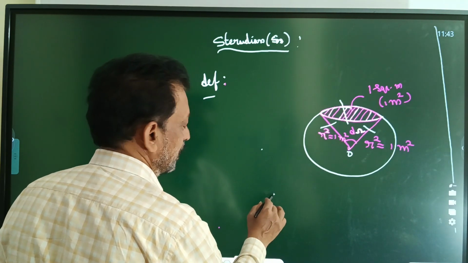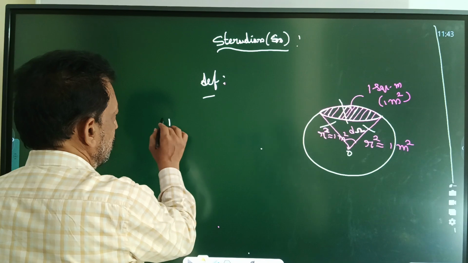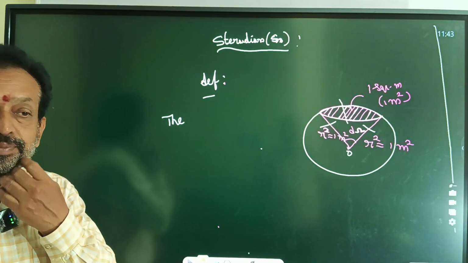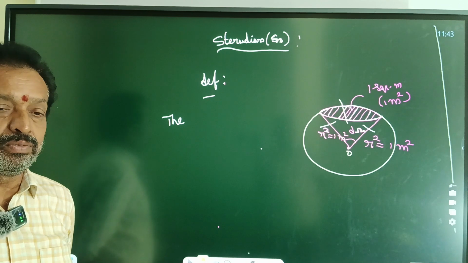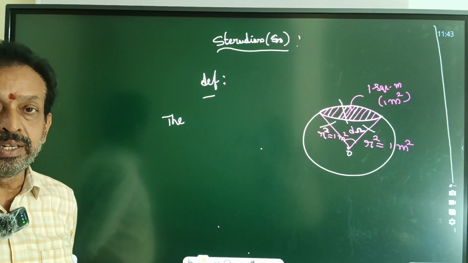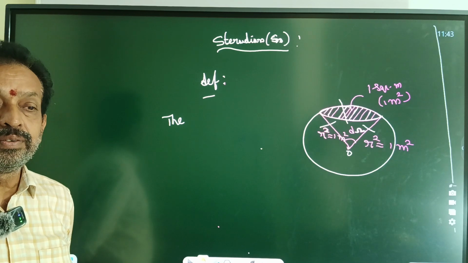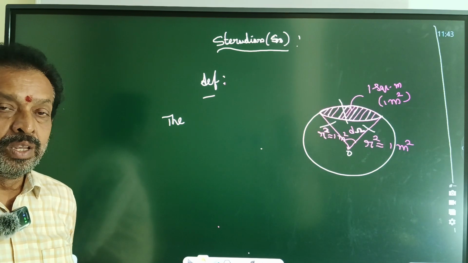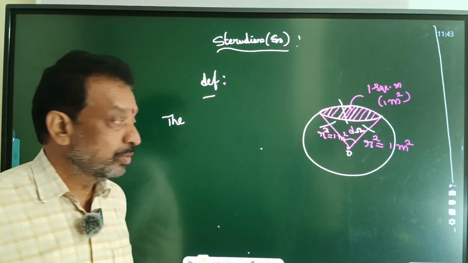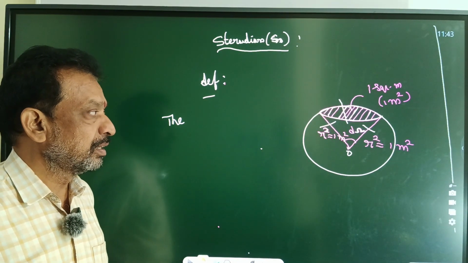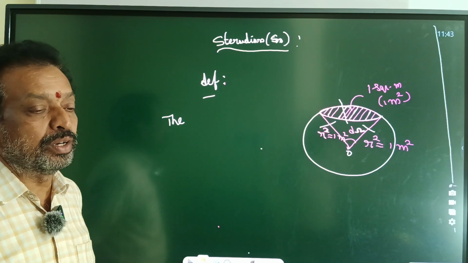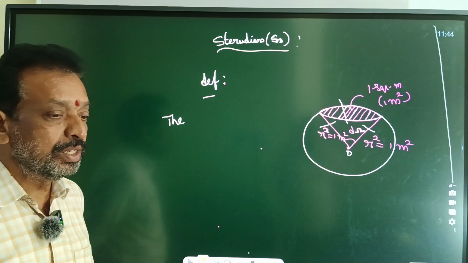Now you can write the definition. All of you please write: the angle subtended by 1 square meter area of cross section of a solid sphere, equal to the square of the radius, at the center of the sphere is called steradian.